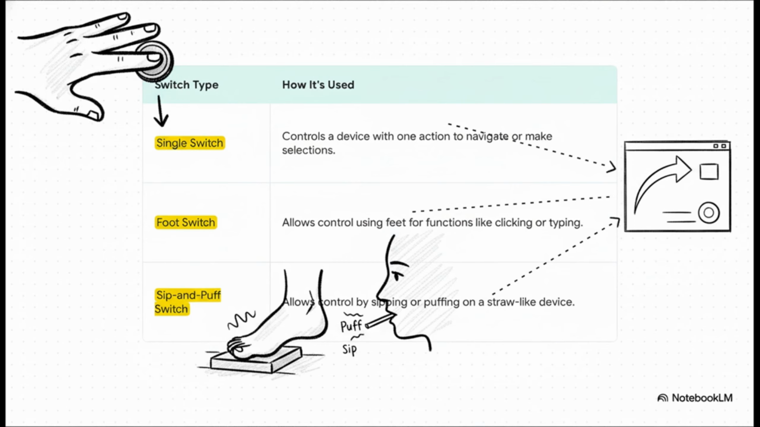It uses any single reliable action a person can make. It could be pressing a simple button, tapping a foot switch, or even using a sip and puff device. That one simple action is then used to scan through all the options on a screen and make a selection. It just goes to show you how even the simplest input can unlock complete control over a device.